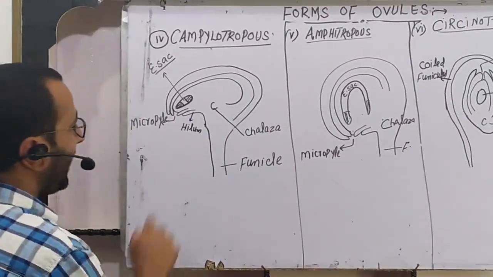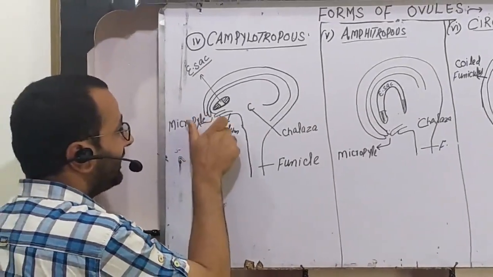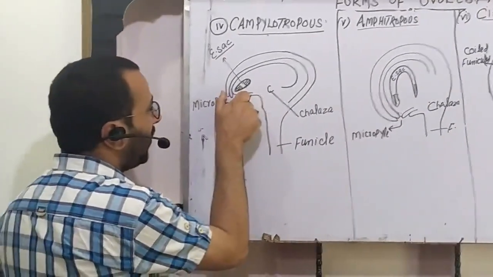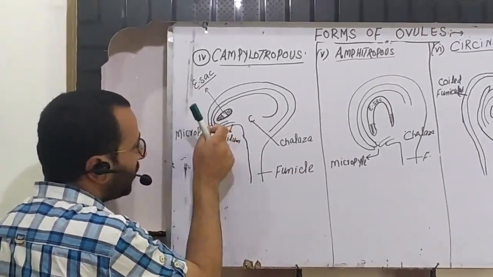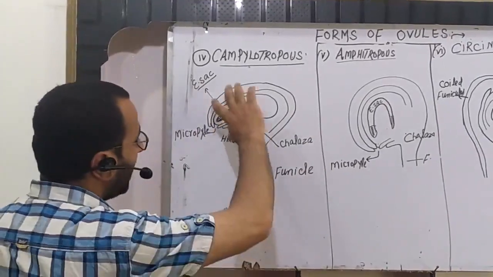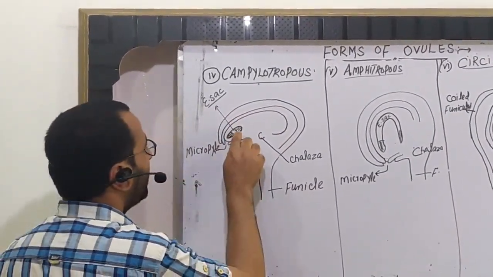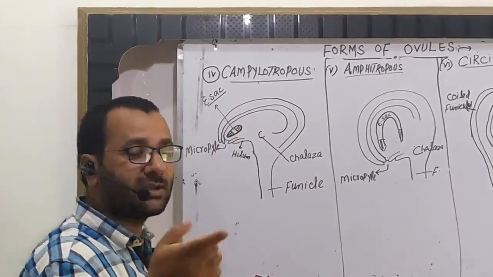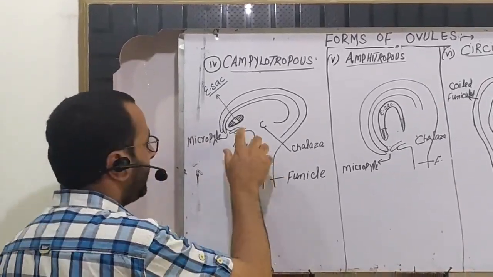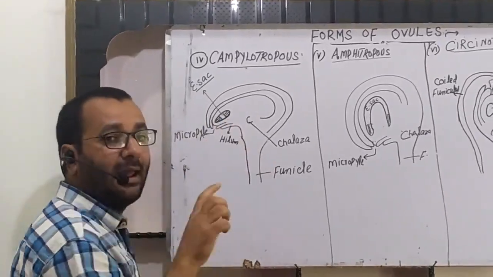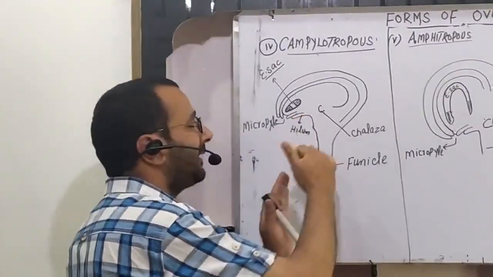Okay? While hilum and micropyle, these two structures come close to each other. Hilum and micropyle are close to each other, and because of this bending of ovule, there is no bend in the embryo sac. Embryo sac here is straight. There is no deformation in the embryo sac. Embryo sac is straight, although the ovule has bent itself.